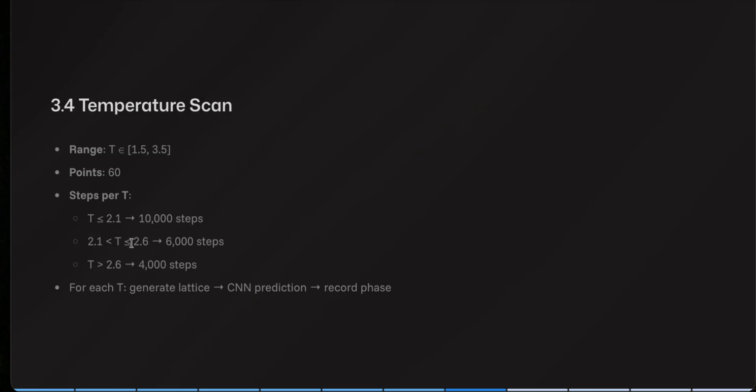Near T equal to 2.1, which is the critical temperature, we use 6,000 steps. The system is critical, which needs balance. When temperature is larger than 2.6, we use 4,000 steps, since the system is already chaotic and we don't need longer runs.